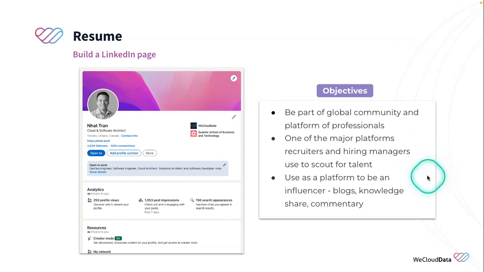Sometimes it's used as a platform to be an influencer as well. A lot of people use it to share their knowledge, show that they're an expert in their field, and use it for commentary and blogs.